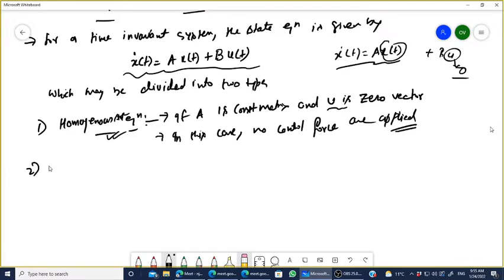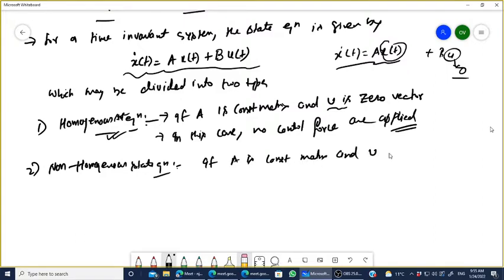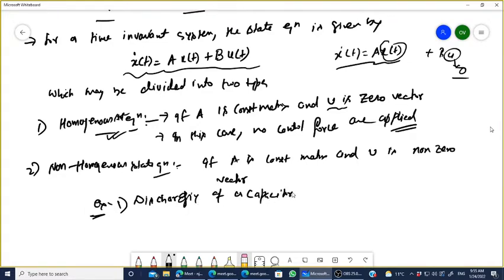So the second one is the non-homogeneous state equation. And in this, if A is a constant matrix and u is a non-zero vector, right? Non-zero vector. What is the example? Example, if you say discharging of capacitor, which category will we put it in?